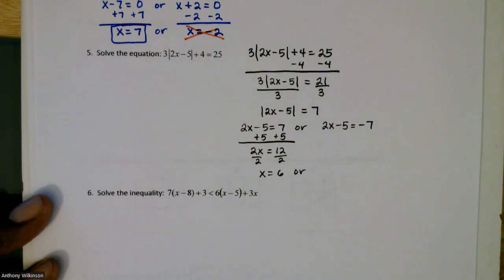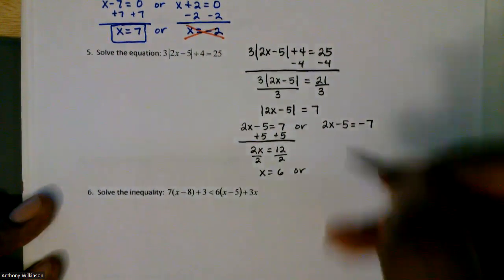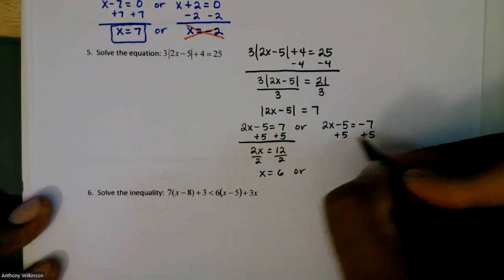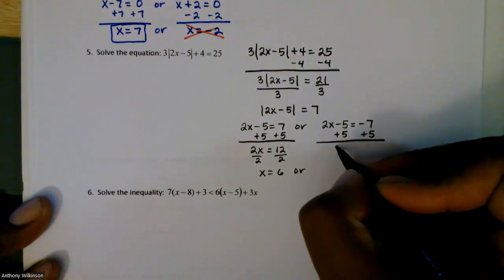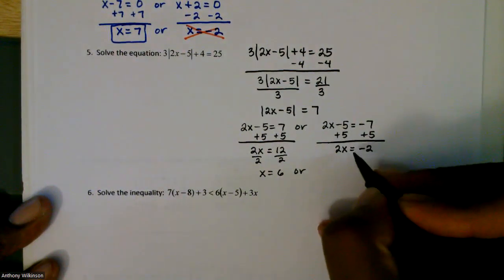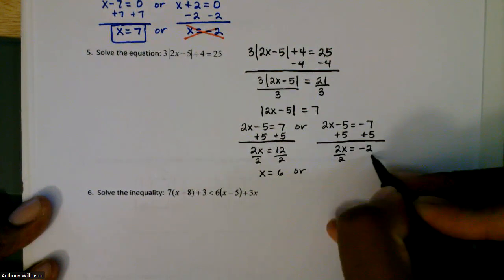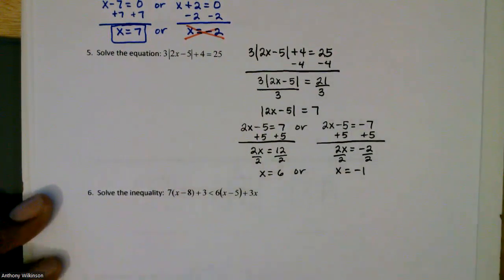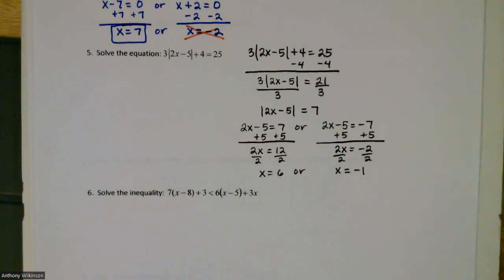And then for the second equation, 2x minus 5 equals -7. Again, add 5 to both sides. That will mean 2x is equal to, this time, -2. And then to get x by itself, I'll divide both sides by 2. That means x is equal to -1. So my 2 solutions for this absolute value equation will be x is equal to 6 or x is equal to -1.